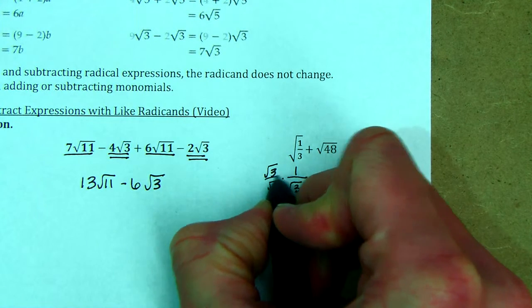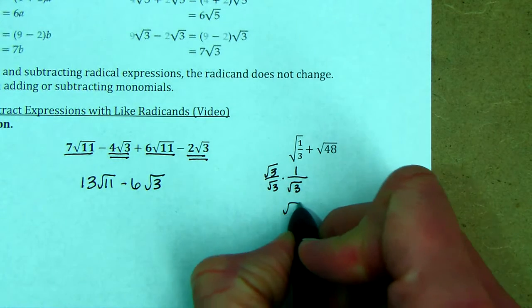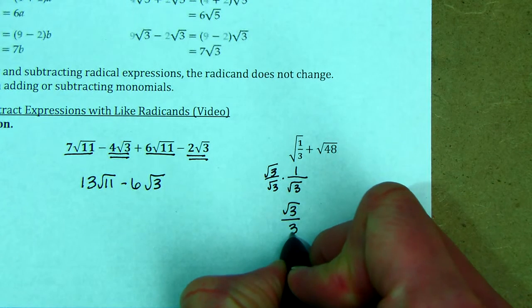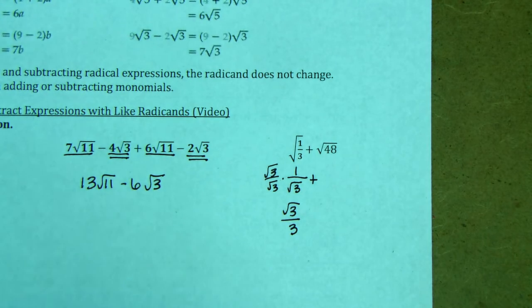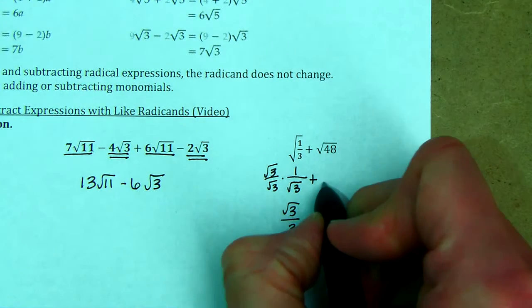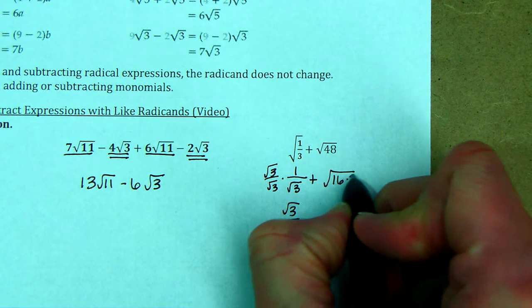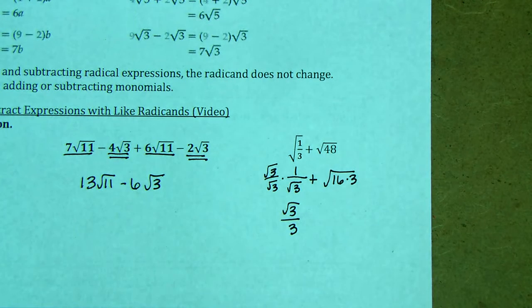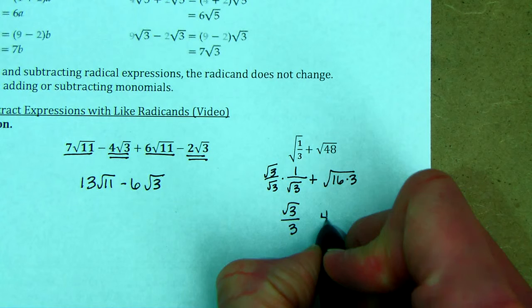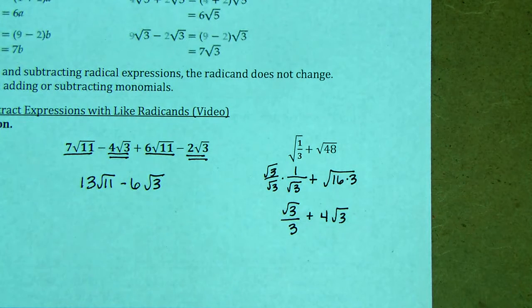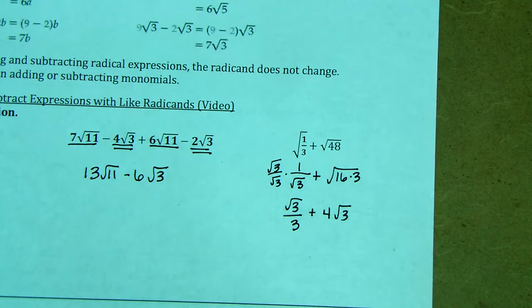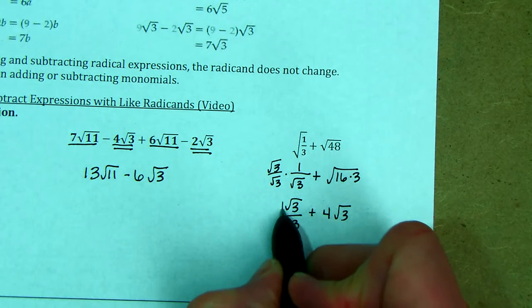Plus, on the other side, simplifying 48. What can I take out of 48? And the answer to that question is 16. This is the square root of 16 times 3, which would be 4 square root of 3. So I'm adding them. Now, at least I have the same radical, but now look what I have. This is essentially a 1/3. So it's like 1/3 times the square root of 3 plus 4 times the square root of 3.